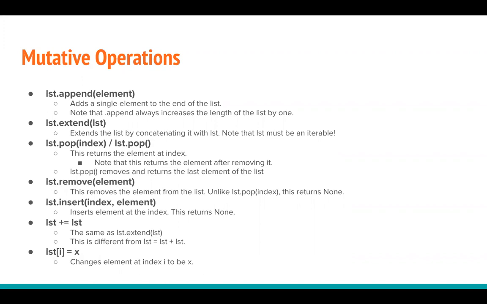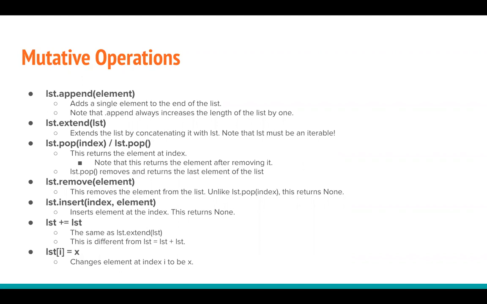Okay. Next one, list += list. This one's a little confusing because a lot of people will think that list += list is the same as list = list + list, but it is actually not. list += list is the same as list.extend(list). So it is mutative, and it will just add all the elements of the list to the end of the list. list = list + list actually creates a shallow copy. So that's something to watch out for.